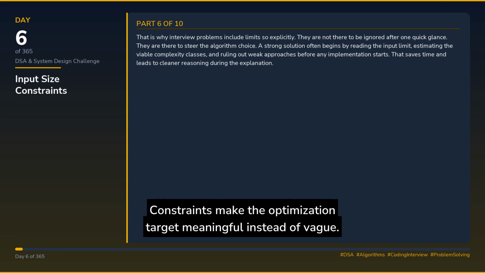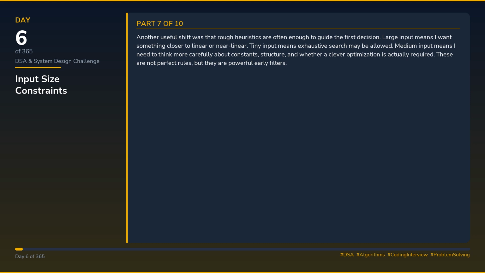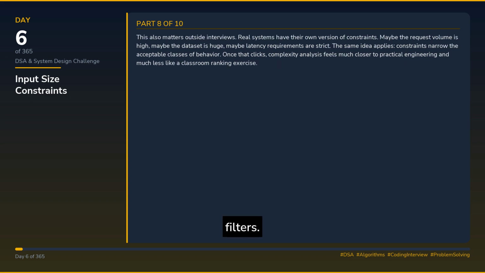A strong solution often begins by reading the input limit, estimating the viable complexity classes, and ruling out weak approaches before any implementation starts. That saves time and leads to cleaner reasoning during the explanation. Another useful shift was that rough heuristics are often enough to guide the first decision. Large input means I want something closer to linear or near linear. Tiny input means exhaustive search may be allowed. Medium input means I need to think more carefully about constants, structure, and whether a clever optimization is actually required. These are not perfect rules, but they are powerful early filters.